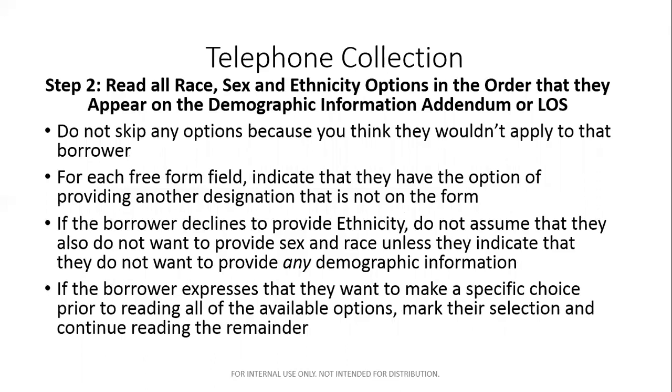Step 2, read all race, sex, and ethnicity options in the order that they appear on the demographic information addendum or LOS. So there's no need really to skip around or skip any of the options as listed. We have to go through in order just to make sure we don't miss anything. And for each free-form field, indicate that they have the option to provide another designation that is not on the form. So they can be as detailed as they want.